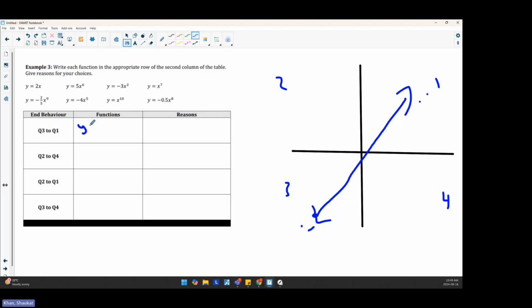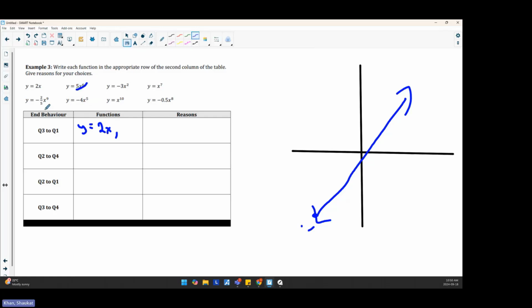So it could be y equals 2x. That's a possibility. Can it be any other numbers? Well, can it be negative 4x to the power of 5? If it was y equals 4x to the power of 5, I would say yes, it's possible. But not negative 4x to the power of 5. Why? Because that negative value actually swaps the end behaviors, because of the leading coefficient. So I doubt it's that one.